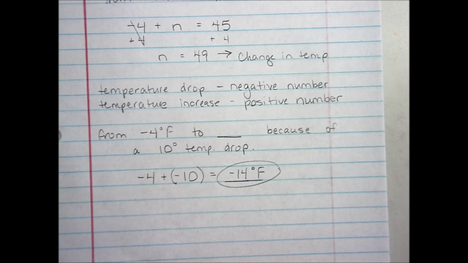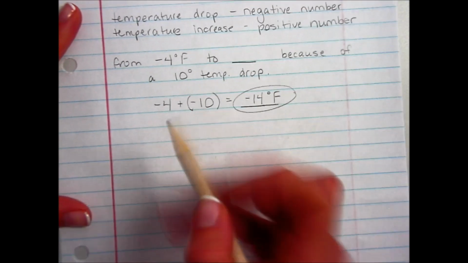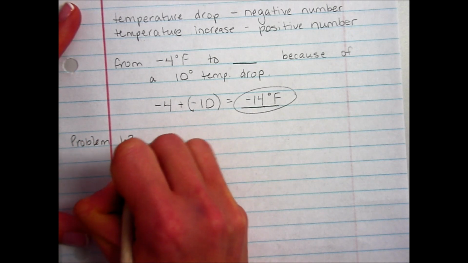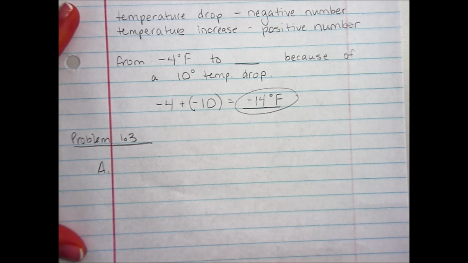Okay, so on problem 1.3 today, we're going to practice finding some of these changes in temperatures. So let's look at problem 1.3. And we'll start with A. A person goes from a sauna at 120 degrees Fahrenheit to an outside temperature of -20 degrees Fahrenheit. What is that change in temperature?